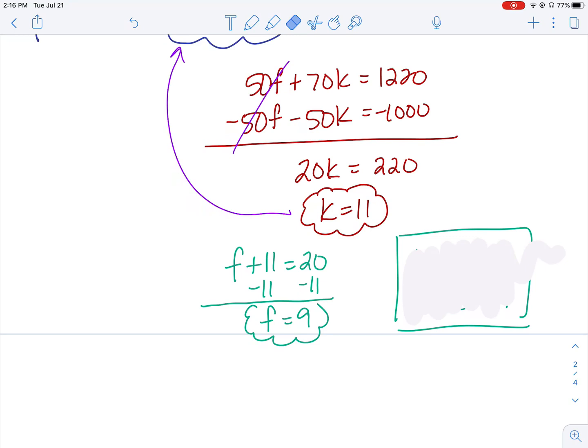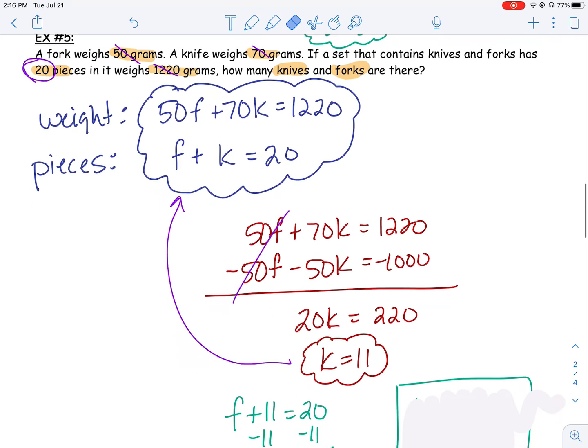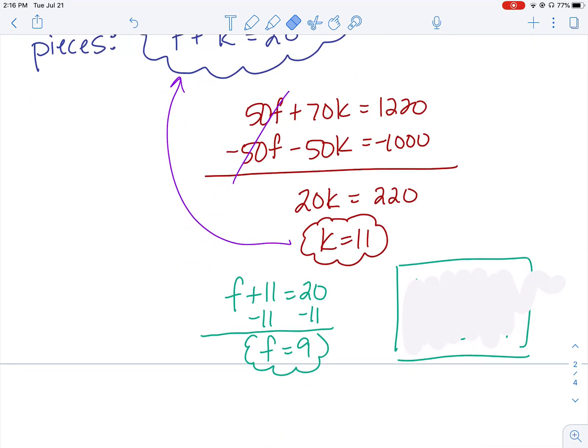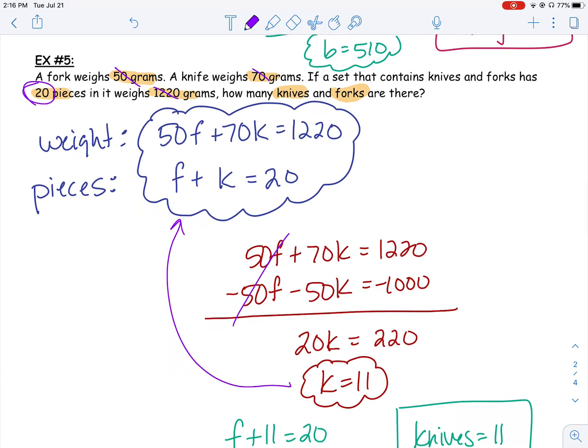Okay, but it was a word problem, so it doesn't really mean much unless you know what those numbers actually mean. So let's go ahead and figure out what k equals and f equals mean in this word problem and label our answer. Well, remember K represented knives and F represented forks. So I know that in this set, I have 11 knives and 9 forks. It should make sense. When I add them together, I should get 20. If I were to plug in the 11 and the 9 and multiply them by how much they weigh, I should end up getting 1,220 grams. So that's just a quick way to double check that my answer is right. It always helps if I'm trying to get 100%, right?